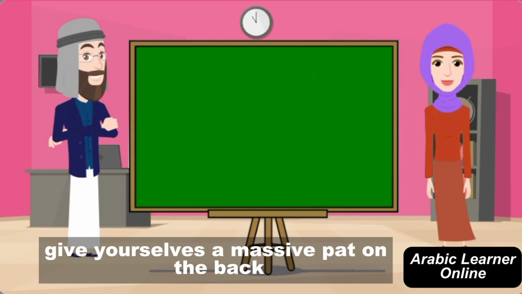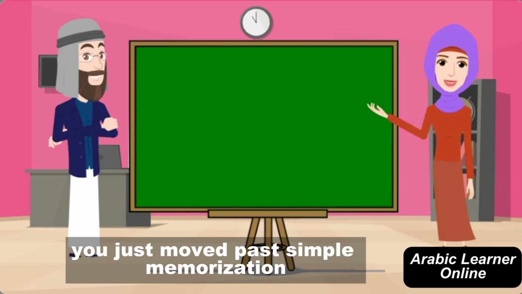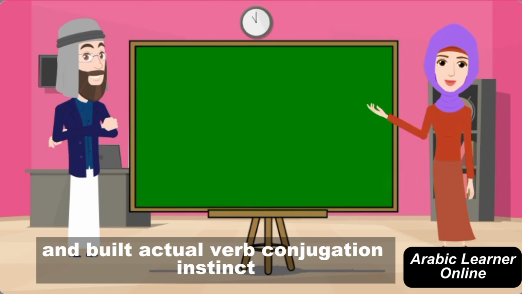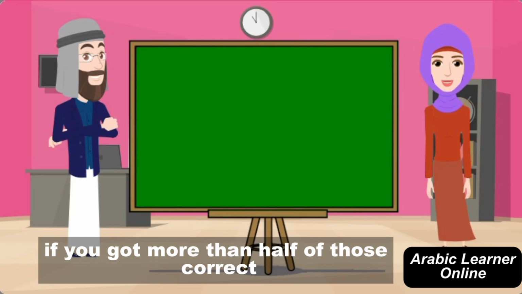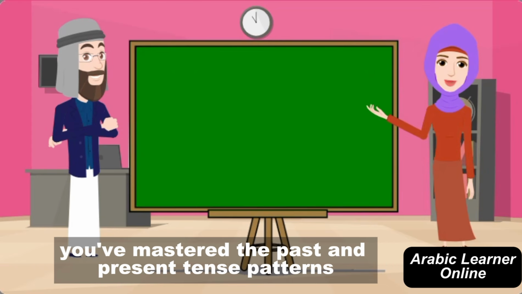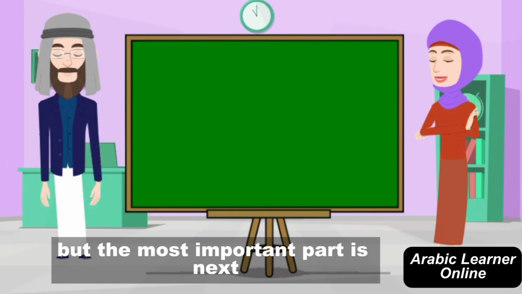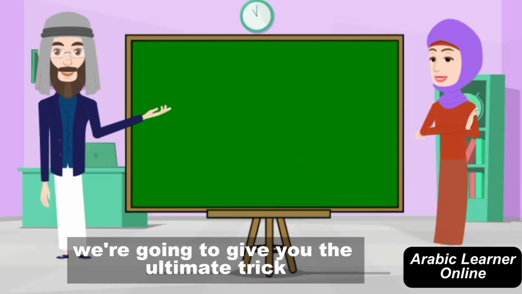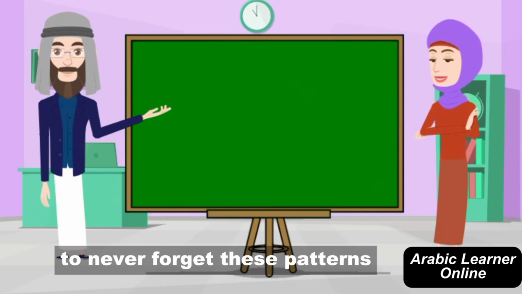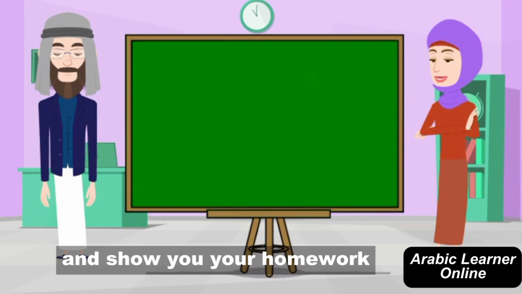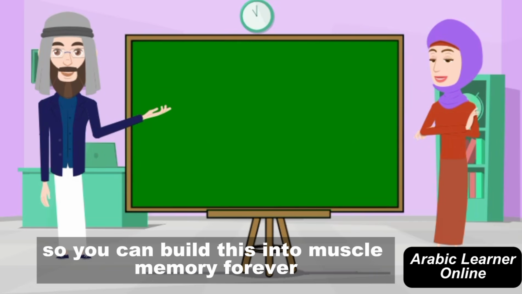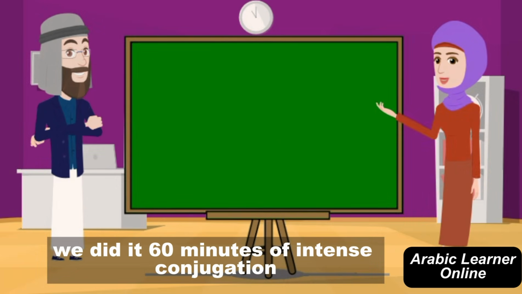Incredible! Give yourselves a massive pat on the back. You just moved past simple memorization and built actual verb conjugation instinct. If you got more than half of those correct, you've mastered the past and present tense patterns. The hard part is over, but the most important part is next. In our final phase, we're going to give you the ultimate trick to never forget these patterns and show you your homework so you can build this into muscle memory forever. Stay tuned.